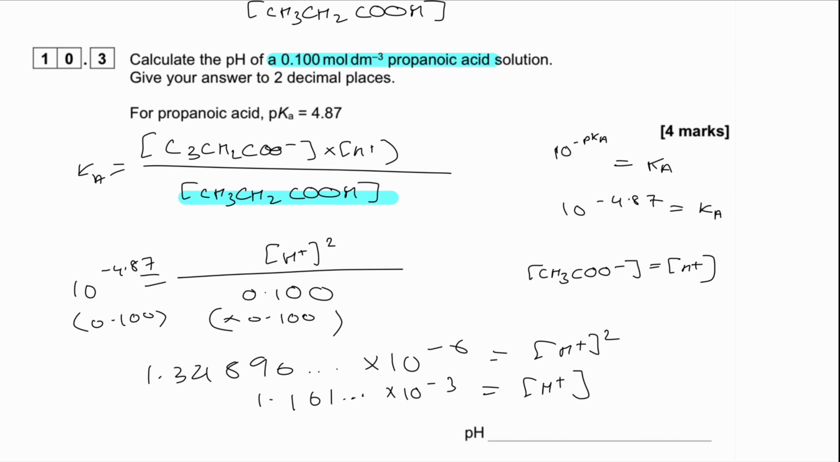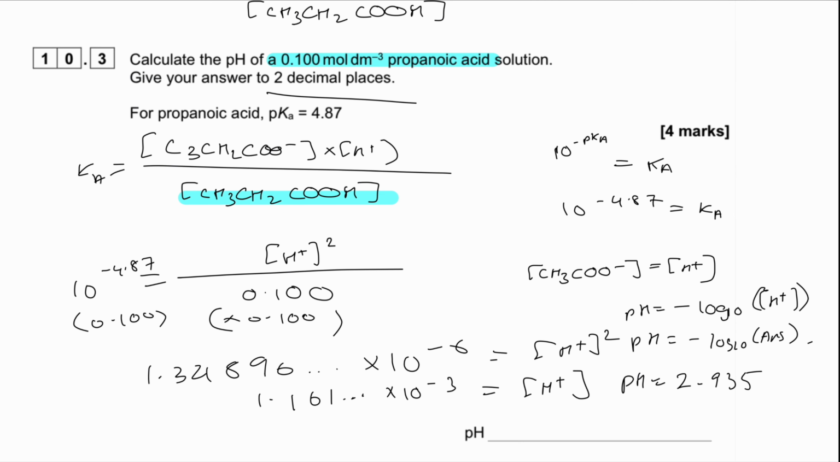Now remember, we need to figure out the pH, so our last step is to put pH equals minus log 10 and put it into that function. I'm just going to put answer, so minus log 10 on my answer. It's actually a really clean number if you get the exact values in. So I got a pH of 2.935, but remember they wanted it to 2 decimal places, and they will always require you to do it in 2 decimal places, so that's 2.94 to 2 decimal places.